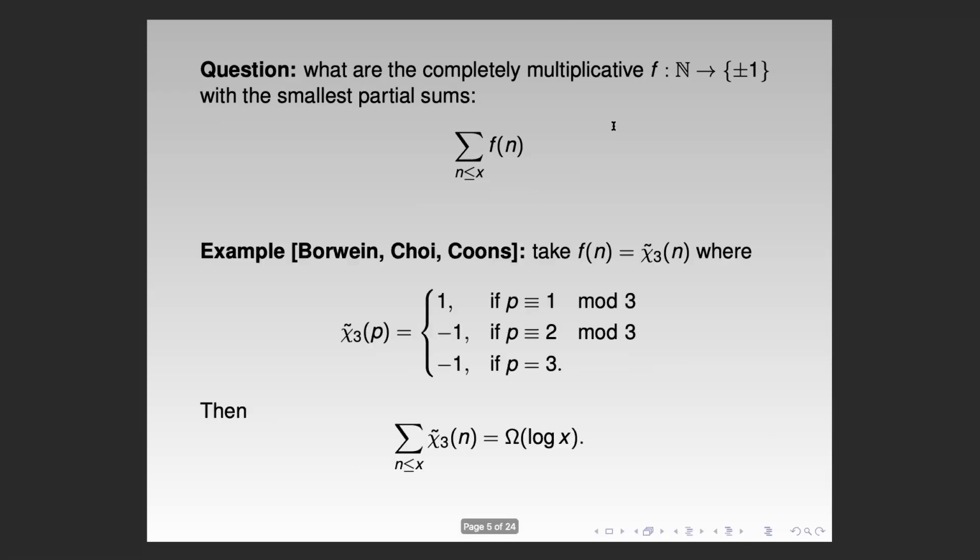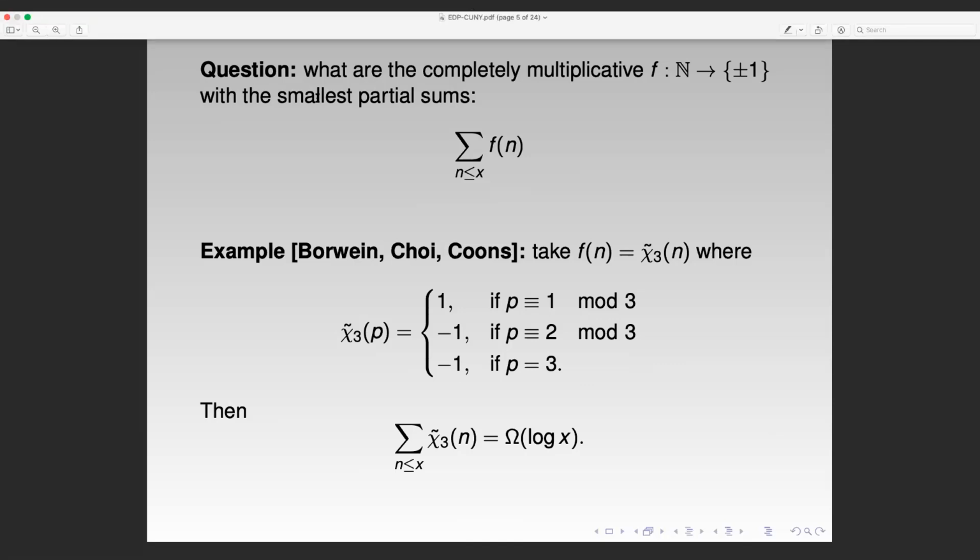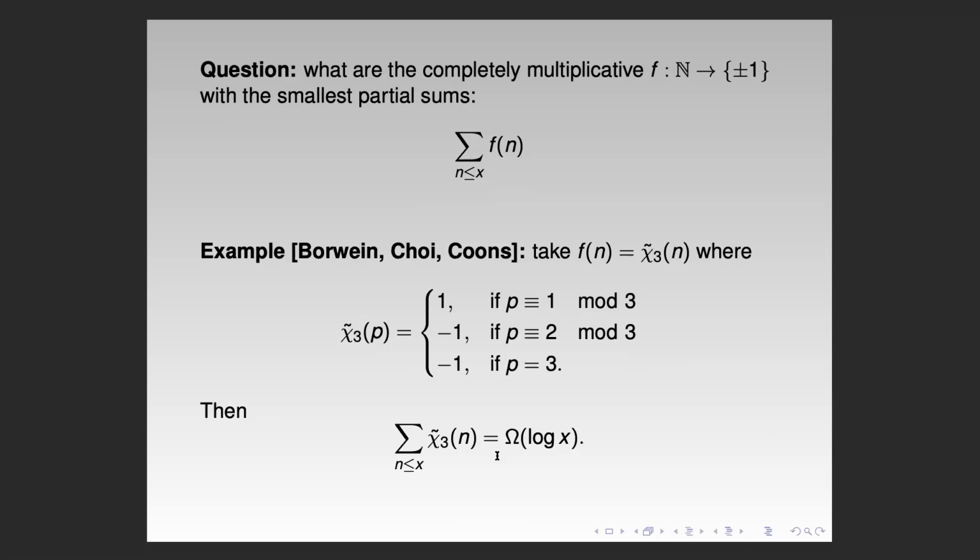And here the instructive example to keep in mind, of course, we would like to take it to be a character, but a character is not allowed because there is a 0 there. So what we're going to do is take something which looks like a character. Namely, we will take a modified character modulo 3, where it is 1 if p is 1 mod 3, and minus 1 if p is 2 mod 3. But at 3, instead of 0, we're going to take it to be minus 1. And what one can see here is that if one computes this, and I will do it a bit later, then such partial sums can get as large as log occasionally.